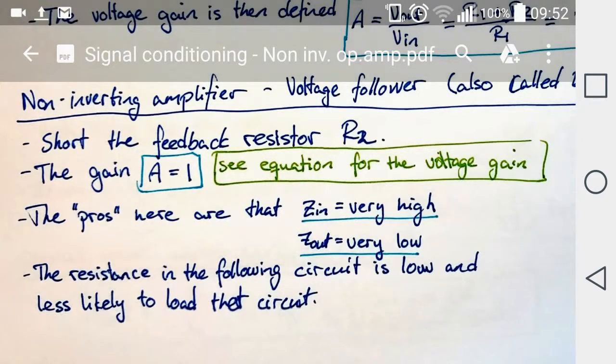Now, what is good about this is that you have the input impedance that is very high, and you have the output impedance which is very low, and then what you gain from this is that the resistance in the following circuit is low, and is less likely to be loading that circuit with this one. So this is used to impedance match what comes before and what comes after in a circuit. So this is about the non-inverting amplifier, and you have now information about how to calculate the gain, and also about the special case of the voltage follower or the buffer.